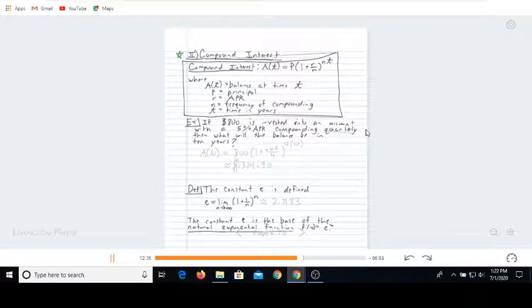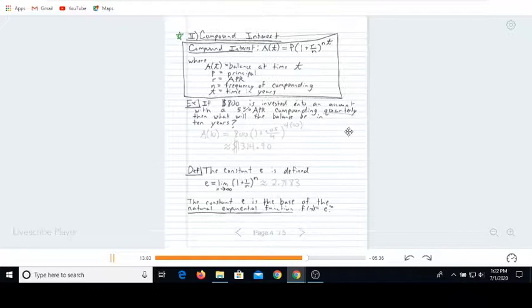P, R, and N are all constants, P representing principal, R representing the APR, and N representing the frequency of compounding. So basically every time an account compounds, it means all the interest earned over that period is added to the balance. It's kind of like what's going on with your credit card bills. Most credit cards operate on a monthly frequency, meaning every month they take the interest that was built up over that month and add it to your balance at the beginning of the next month. So in the case of most credit cards, the frequency of compounding is monthly.